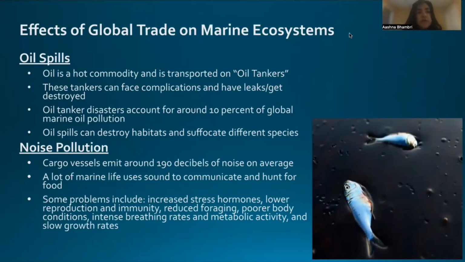So to add on to what Jack was saying, global trade has many negative impacts on marine ecosystems. So one of the first impacts is oil spills. So as we know, oil is a very hot commodity around the world, and it is often transported on oil tankers. So these tankers can face many complications, just like any other man-made object, and they can have leaks or, in really bad cases, get destroyed. And during this time, all that oil is leaking into the ocean and impacting marine life.